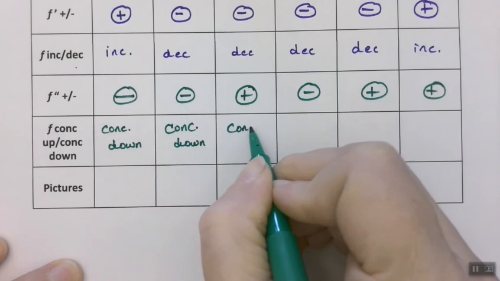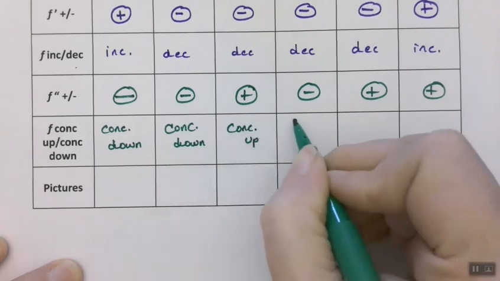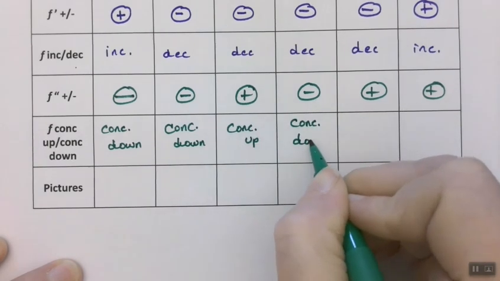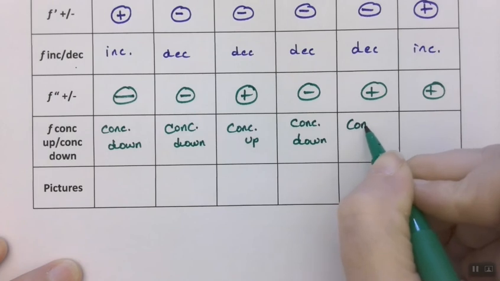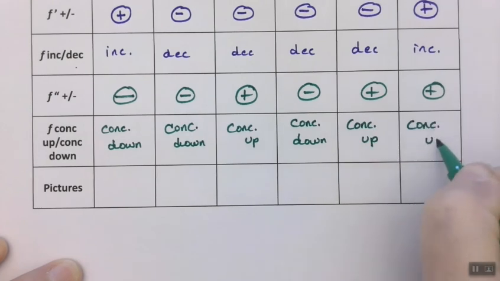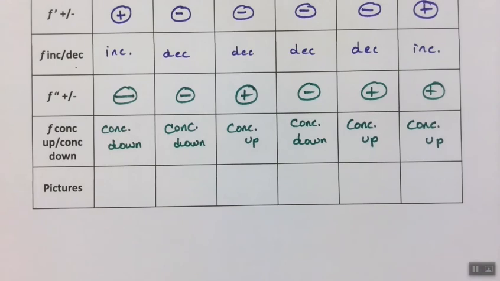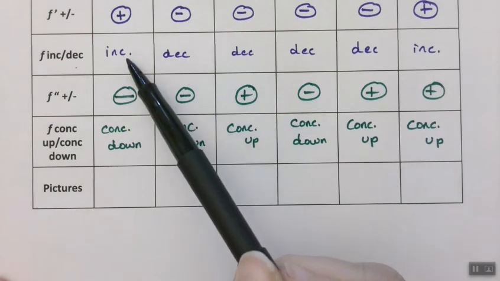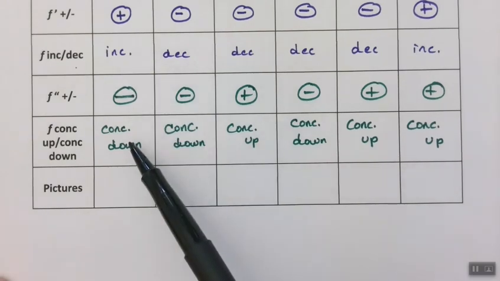This would be concave up, concave down, concave up, concave up. And there we have those. Okay, so now let's draw some pictures of what this is going to look like. And that'll help us. So I want a function that's increasing but concave down.